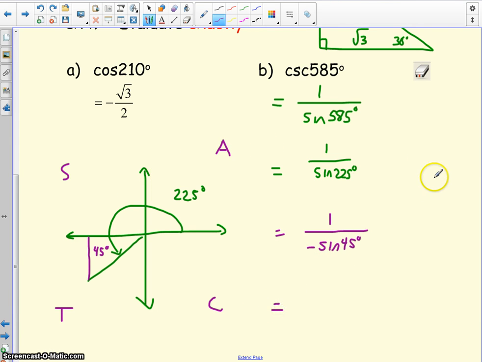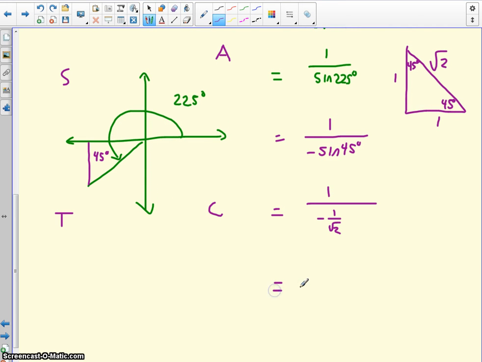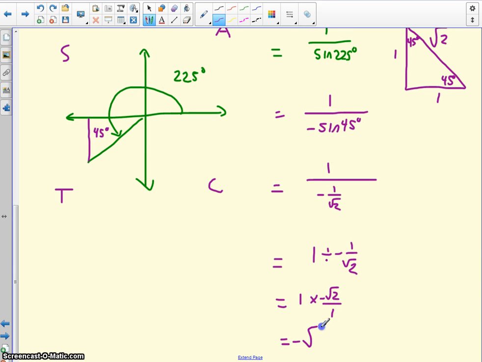45 degrees comes from our other special triangle, the 45, 45, 90 triangle, that has side lengths of 1, 1, and root 2. So sine of 45 is 1 over root 2. So I have 1 over negative 1 over root 2. If I'm going to do this division, this will be 1 divided by negative 1 over root 2, which is 1 times negative root 2 over 1. So that's all going to simplify into negative root 2.